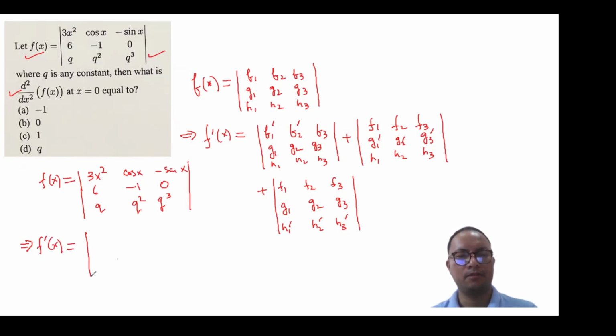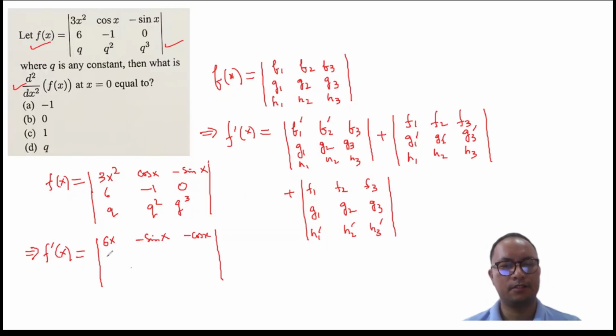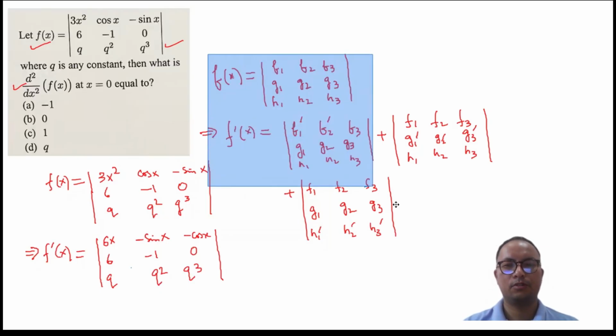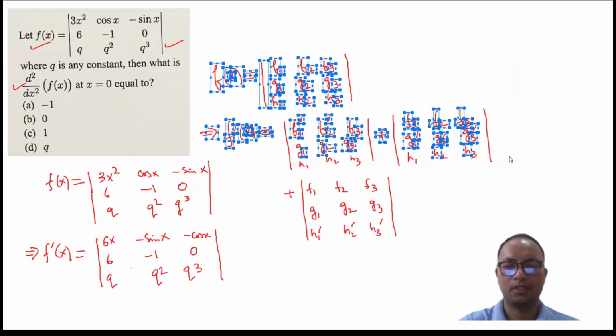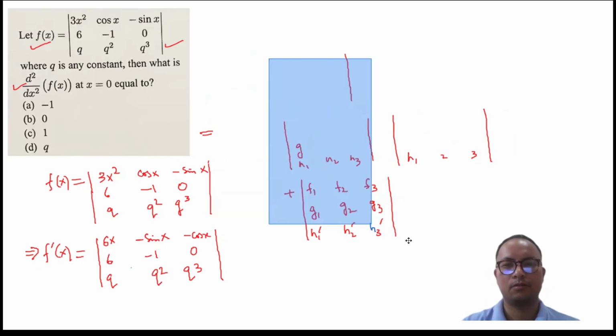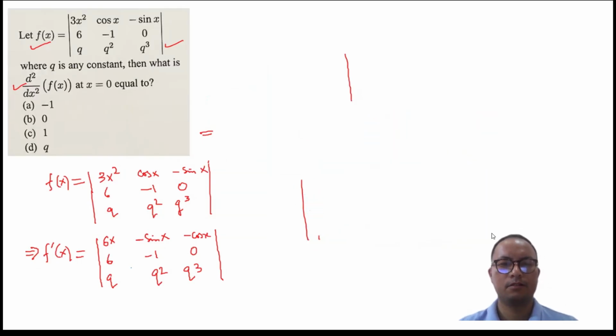So deriving the first row, this would be 6x, minus sin x, and cos x. The second and third rows stay as 6, minus 1, 0, x², x³. Then the second row derived and the third row derived are the next terms.